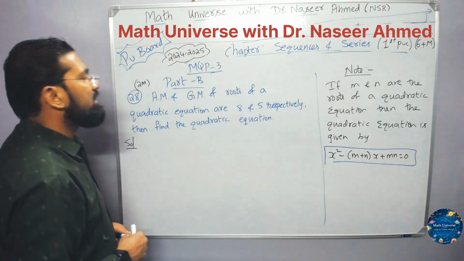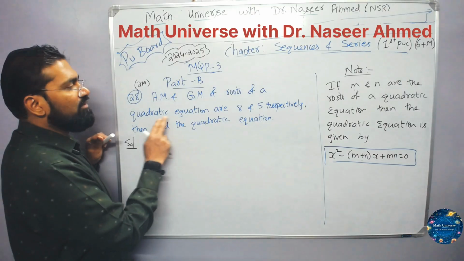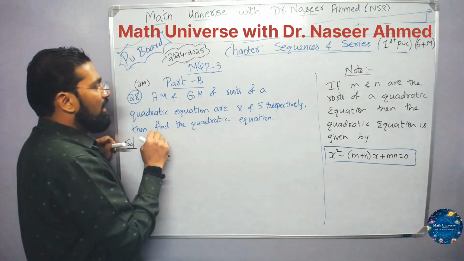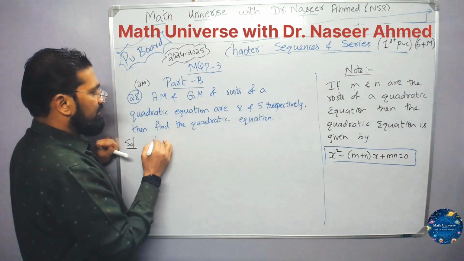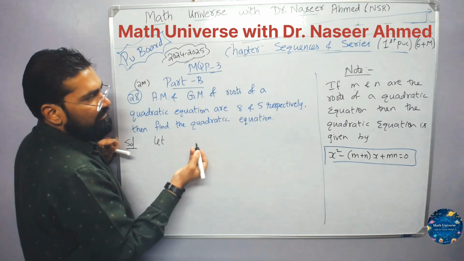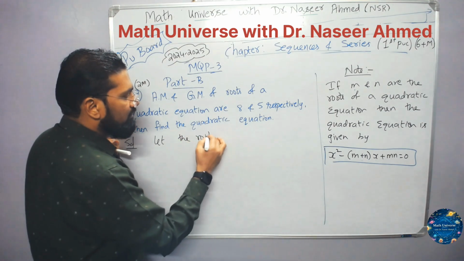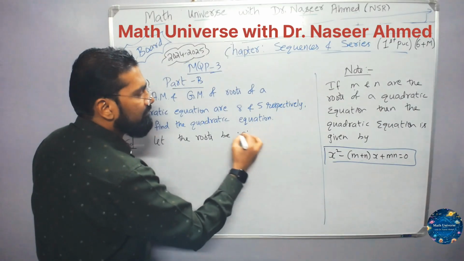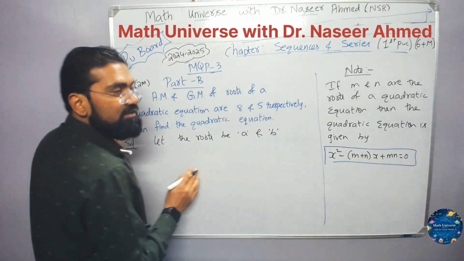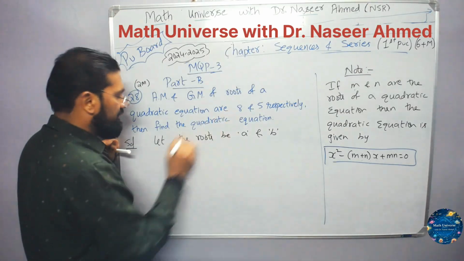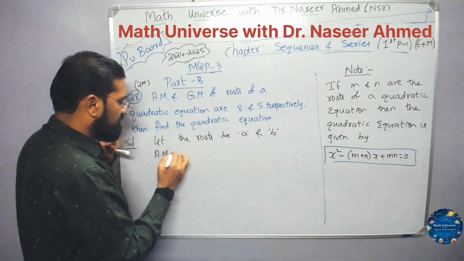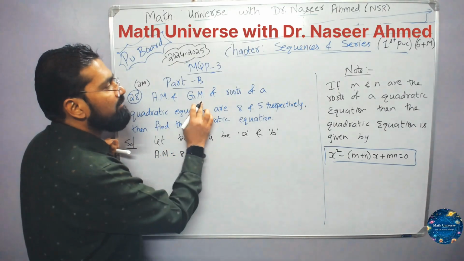They are saying arithmetic mean and geometric mean of roots of the quadratic equation are given. Let us suppose I can say the roots be a and b. So they are saying arithmetic mean is 8 and geometric mean is 5.